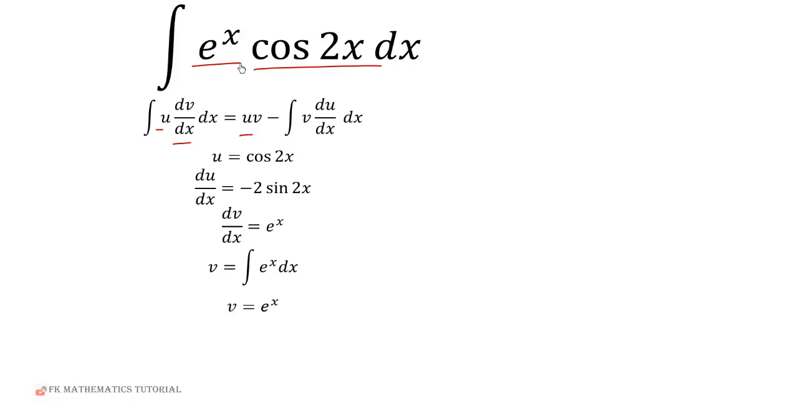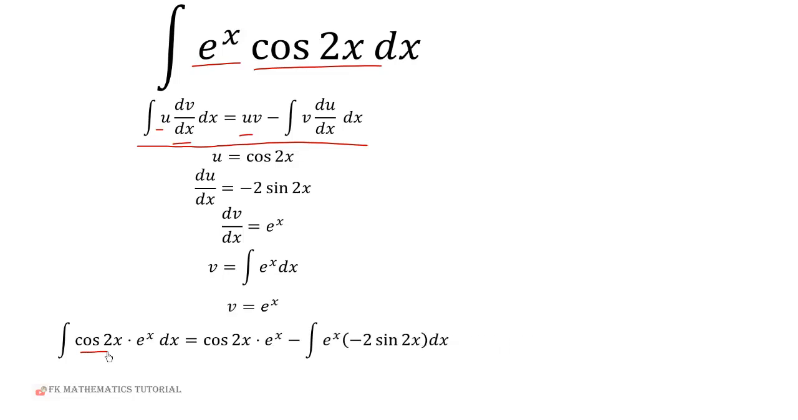Now, when we do the substitution back into this formula, we will obtain the integral of u, which is cos 2x, then dv/dx, which is e to the x. The dx is already there. Then we have cos 2x, which is u again, then v, which is e to the x, minus the integral of v, which is e to the x, then du/dx, which is negative 2 sine 2x dx.